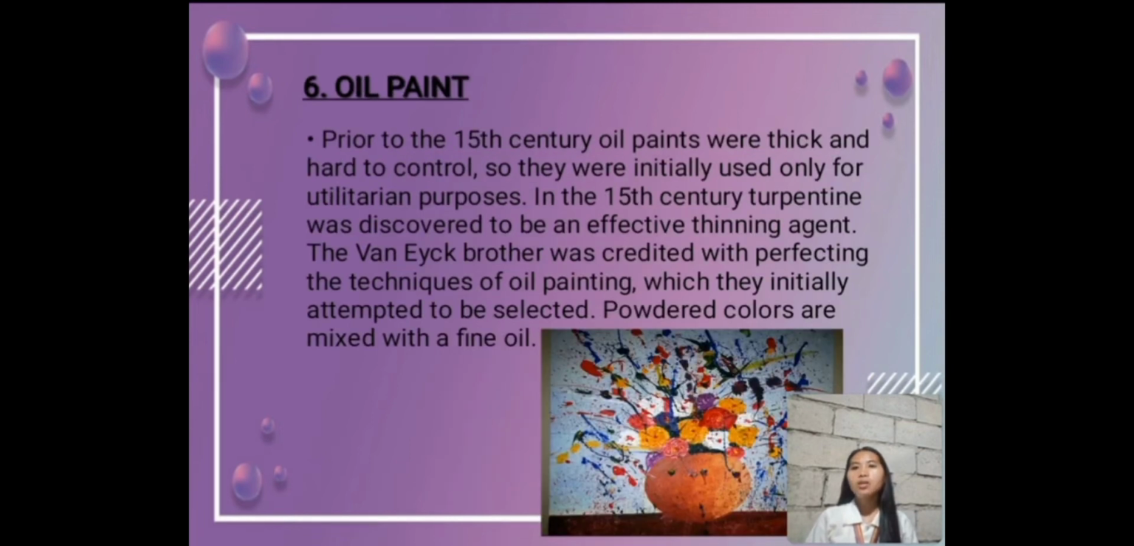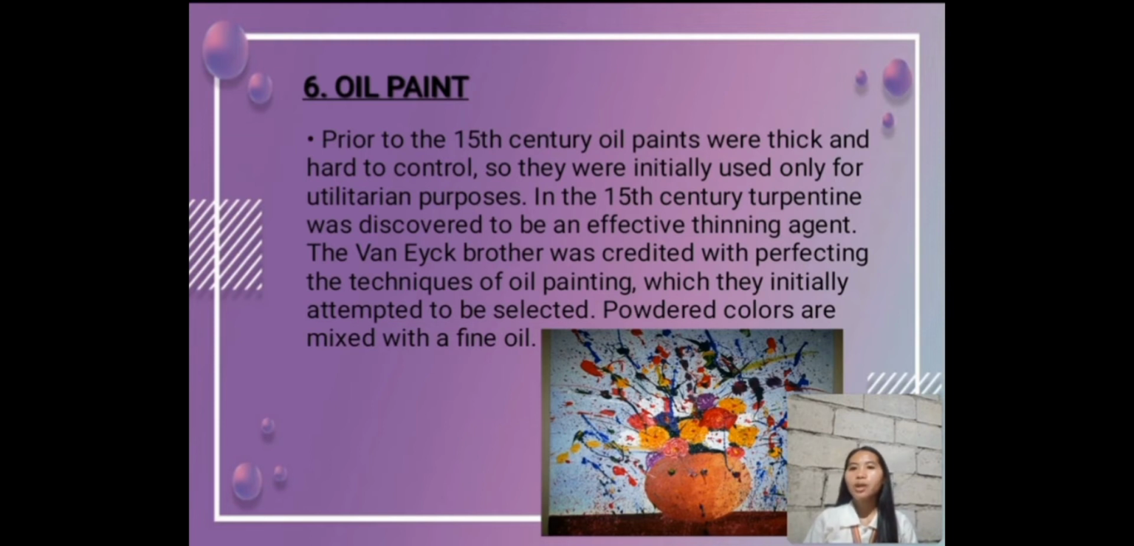Next is the oil paint. Prior to the 15th century, oil paints were thick and hard to control, so they were initially used only for utilitarian purposes. In the 15th century, turpentine was discovered to be an effective thinning agent. The Van Eyck brothers were credited with perfecting the technique of oil painting.